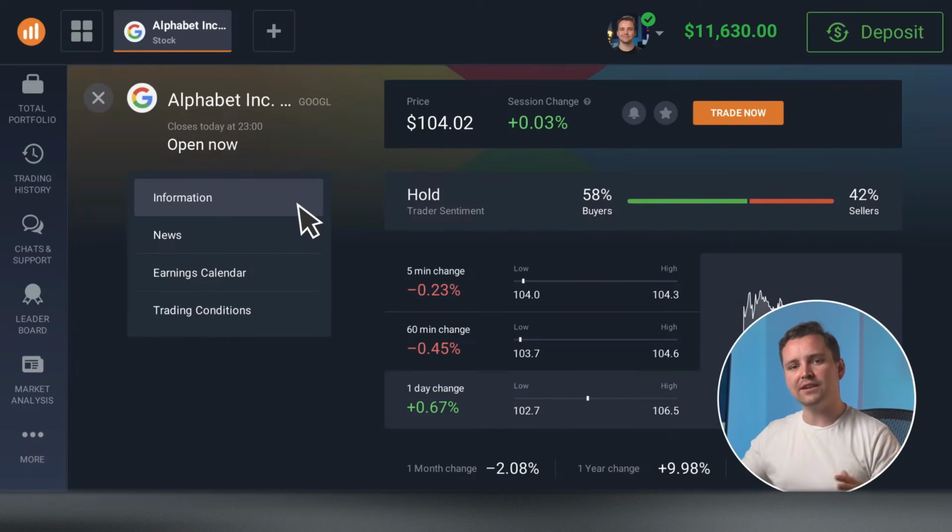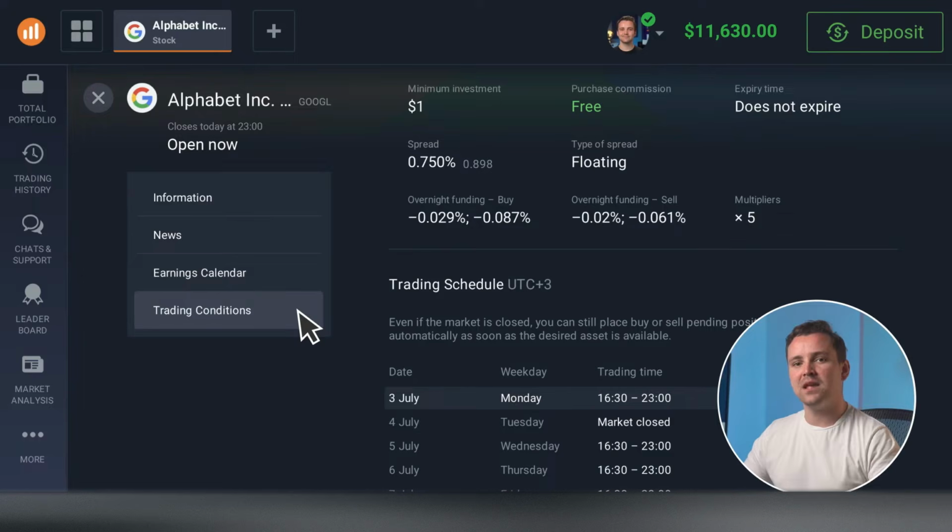In order to check trading conditions in more detail, you can go to the Trading Conditions tab and get comprehensive information about the minimum investment amount, applicable purchase commissions, and expiry time. Remember that I mentioned that CFD trading implies the use of leverage. On the IQ Option platform, it's called a multiplier.